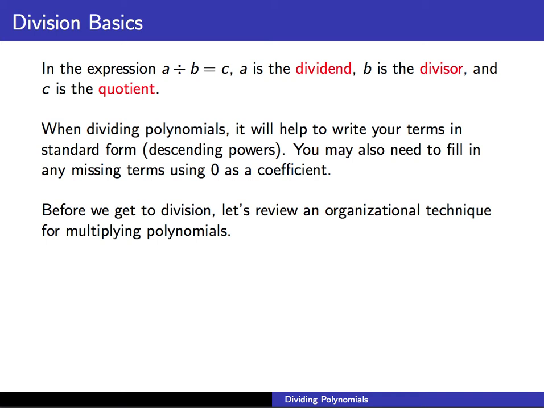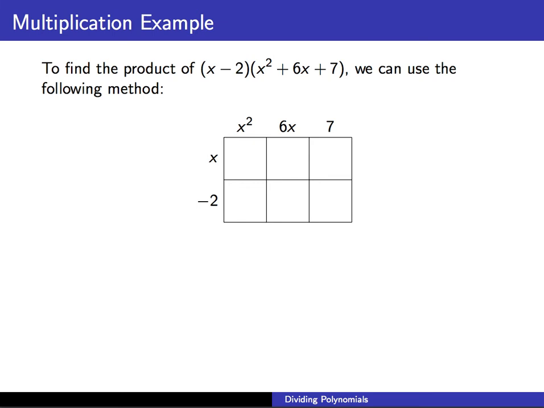But before we get into division, let's review an organizational technique that I use for multiplying polynomials. To find the product of x minus 2 times x squared plus 6x plus 7, we can use the following method where we set up a grid. The first expression, x minus 2, we'll put each of those terms in its own row: an x in one row, and the minus 2 in another row. And for x squared plus 6x plus 7, each of those terms will be its own column: the x squared column, the 6x column, and the 7 column.